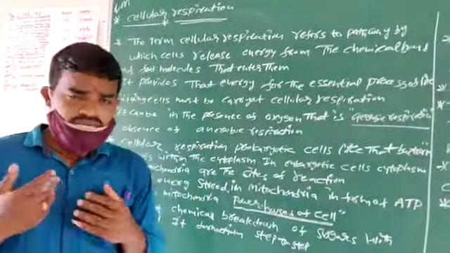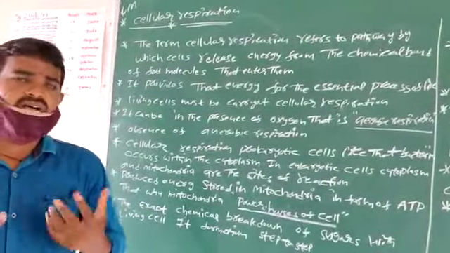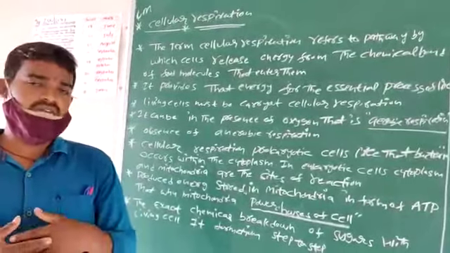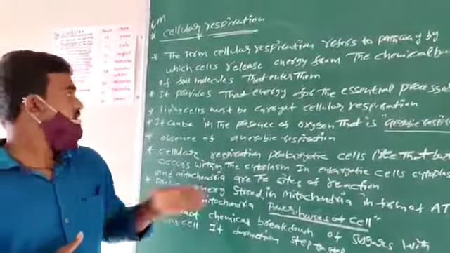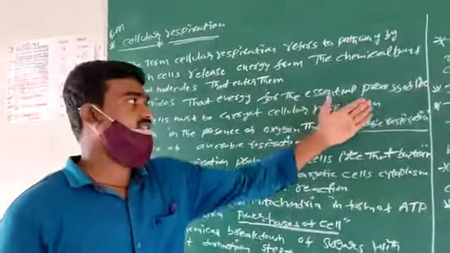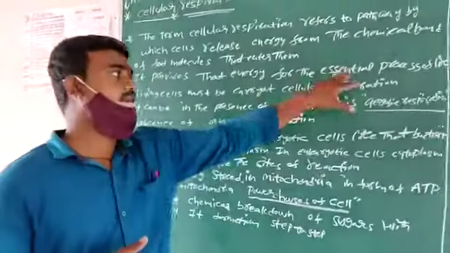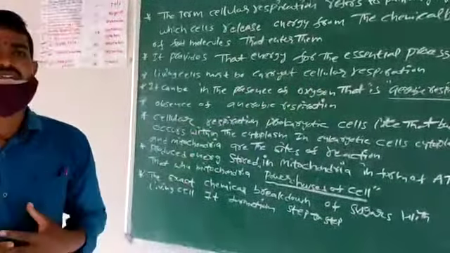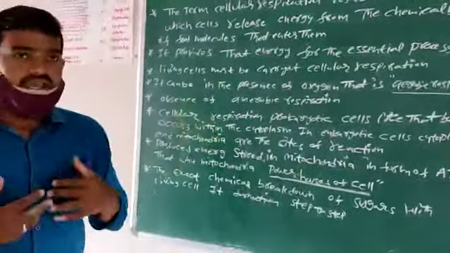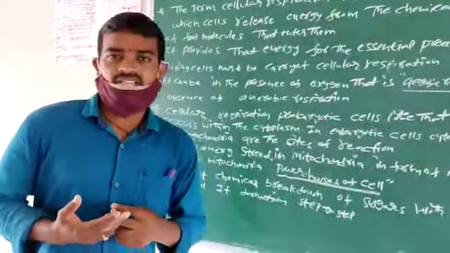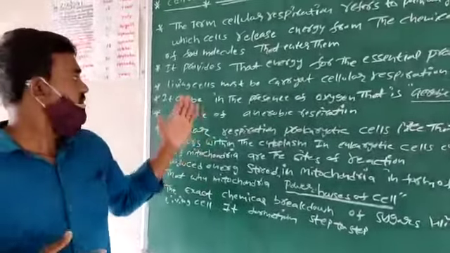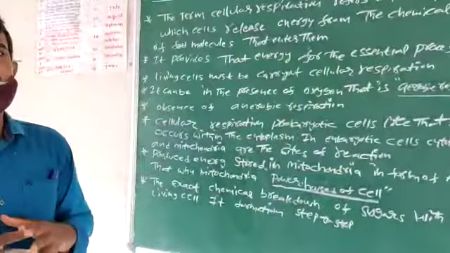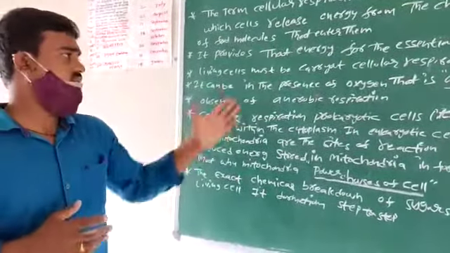So when the energy is in our body, we carry out the different functions of our body systems and our daily work. So it provides the energy for the essential processes of life. Most important. Essential means importance. Next, living cells must carry out cellular respiration. We are living, so we carry out cellular respiration. The basic unit of our life is the cell. So living cells must carry out cellular respiration.